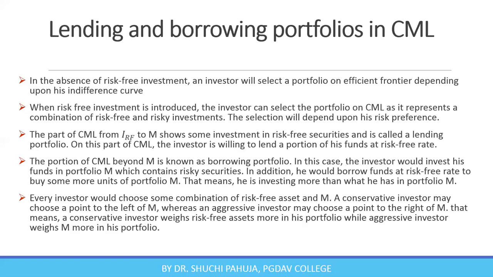So what we do in the case of a borrowing portfolio: we borrow at the risk-free rate from the market, and then borrowings plus your own funds we invest in the market portfolio. The portfolio is known as a borrowing portfolio. Now keep this in mind. Every investor will choose a combination of risk-free and risky depending upon his risk-return preference. If you are a conservative investor, you will choose lending portfolios. If you are an aggressive investor, that means you are ready to bear high risk in expectation of high return, then you will choose borrowing portfolios.